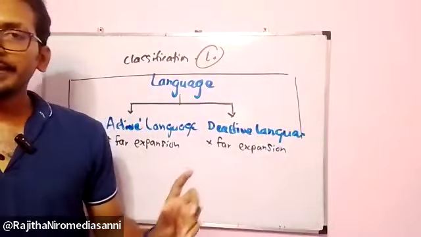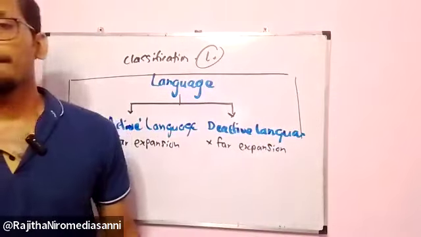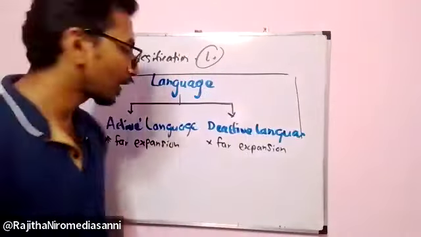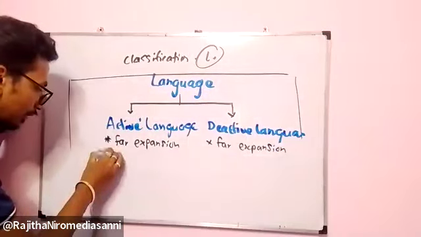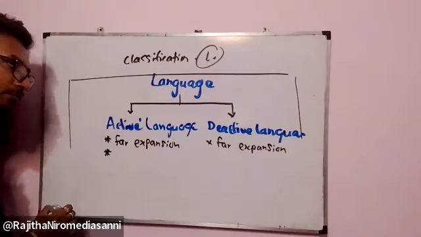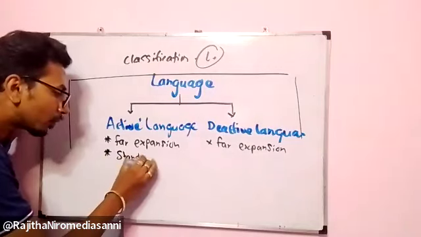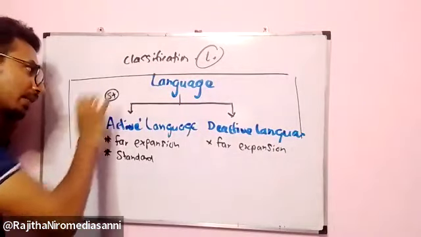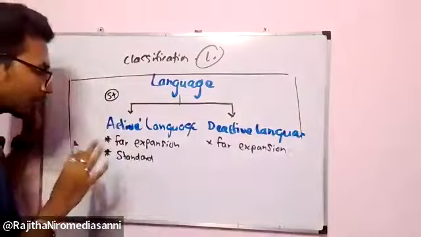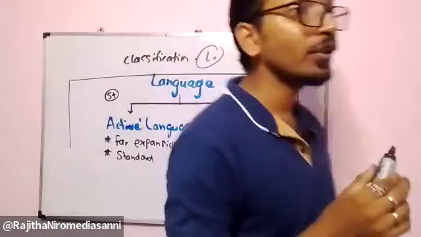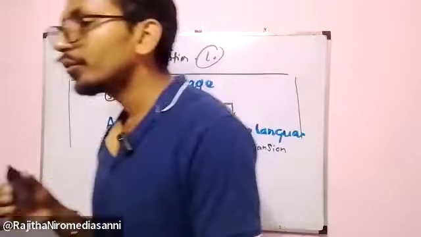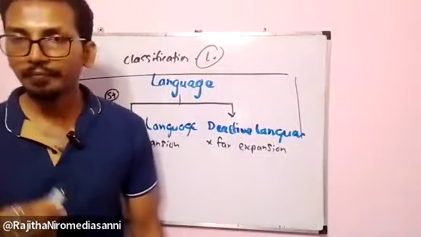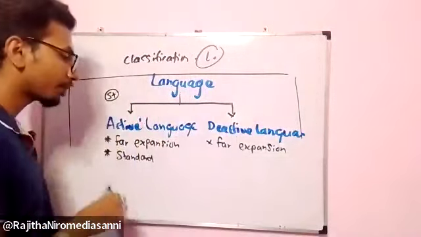Only this characteristic, far expand, is for both. Now the second thing. This type of active language is standard. That's why it becomes a state language. Very standard. That's why we can use it to write something, read something, understand something. Standard.